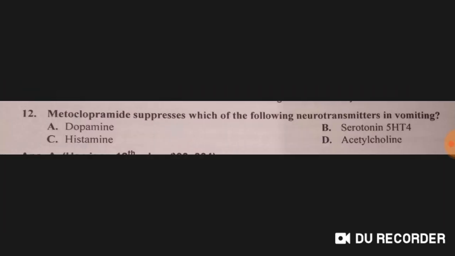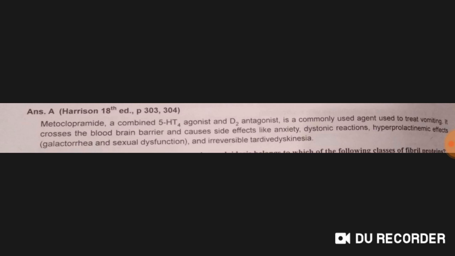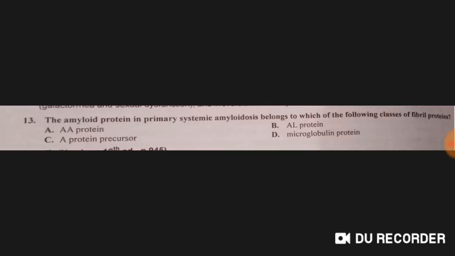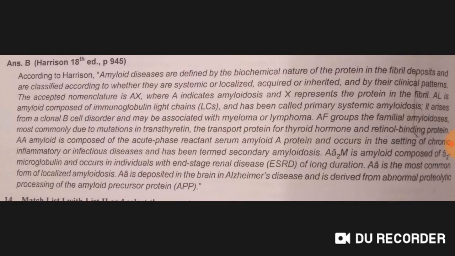Okay, metoclopramide suppresses which of the following neurotransmitters in vomiting? It suppresses, meaning it antagonizes dopamine, and for serotonin 5-HT4, it has agonist activity. So answer is A. Now the amyloid protein in primary systemic amyloidosis belongs to which of the following classes of fibril proteins? It is AL proteins. Okay, B option is right.